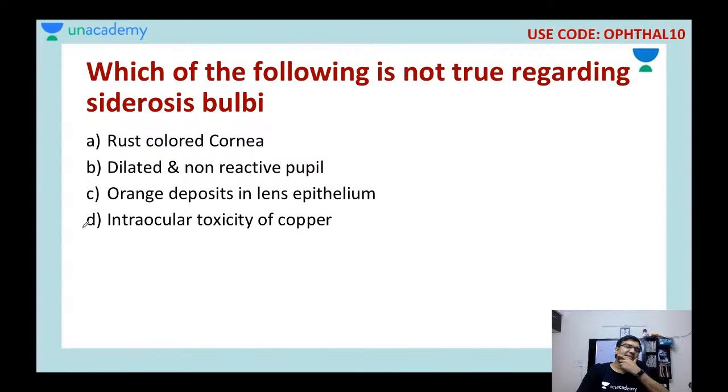So the answer here is D. Remember, siderosis bulbi is not the intraocular toxicity of the copper, it is the intraocular toxicity of the iron. In these conditions you can have a rust colored cornea, a dilated and non-reactive pupil, and orange deposits in the lens epithelium. There is basically a retinal degeneration in these cases. Remember, iron is one of the most toxic foreign bodies to the retina.